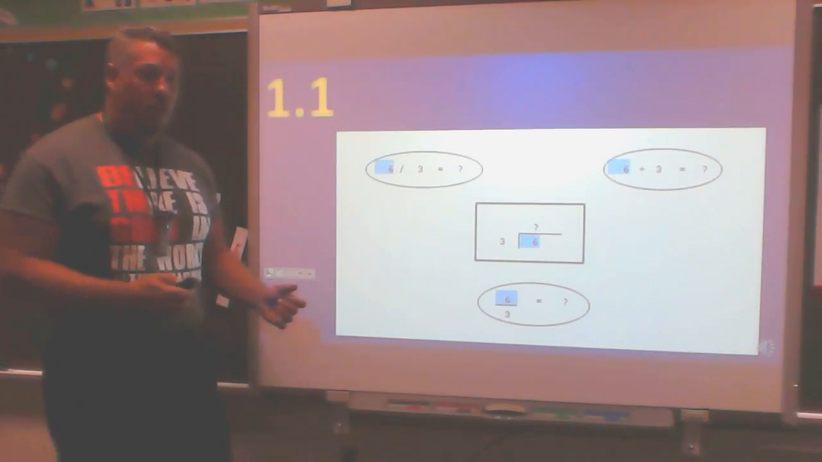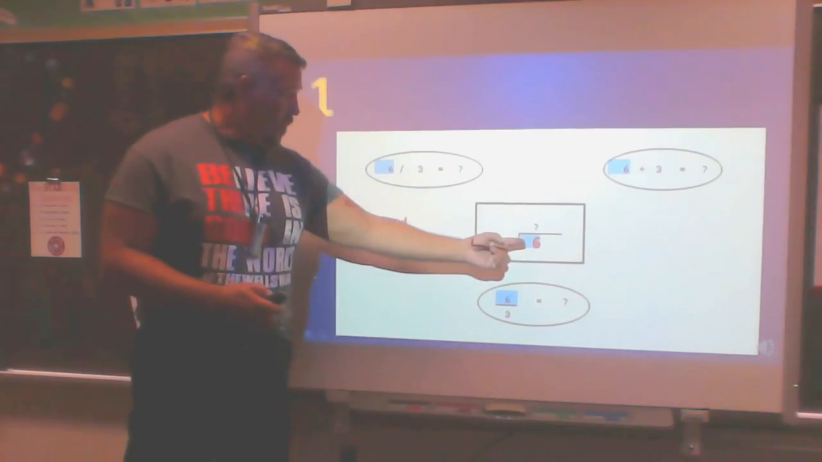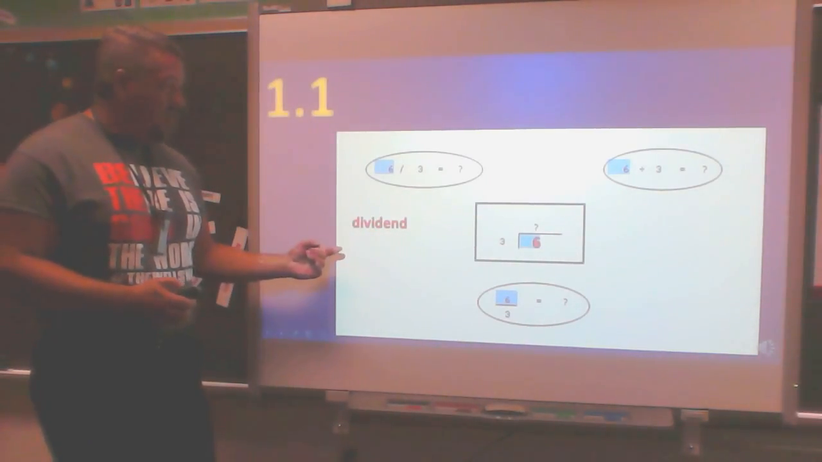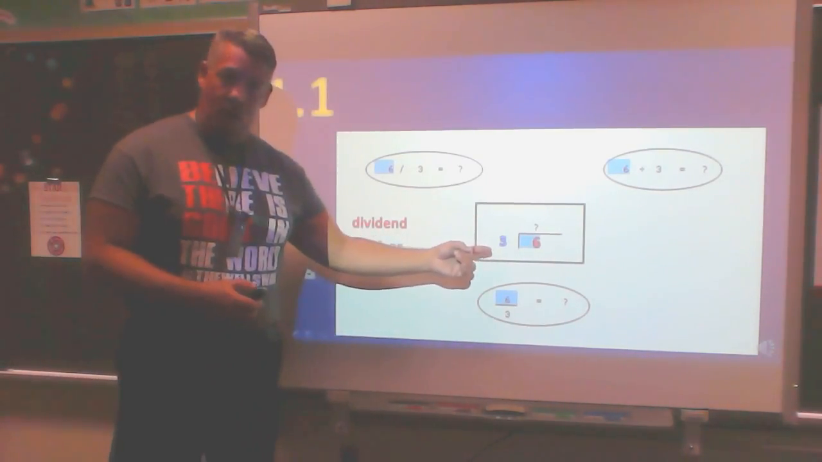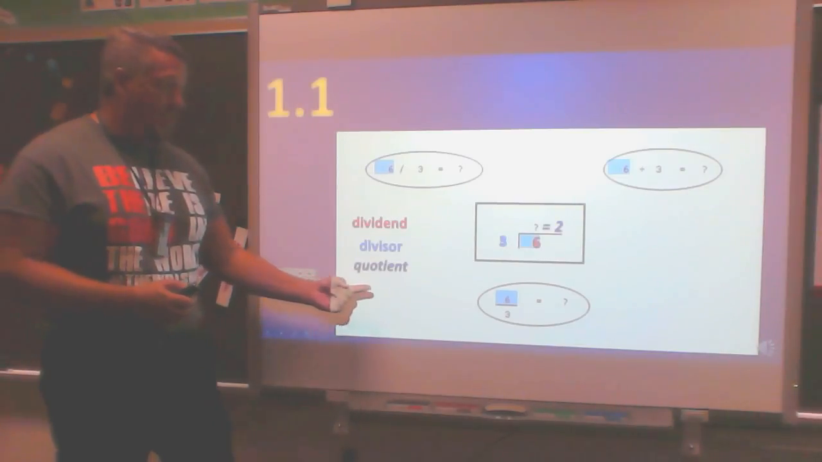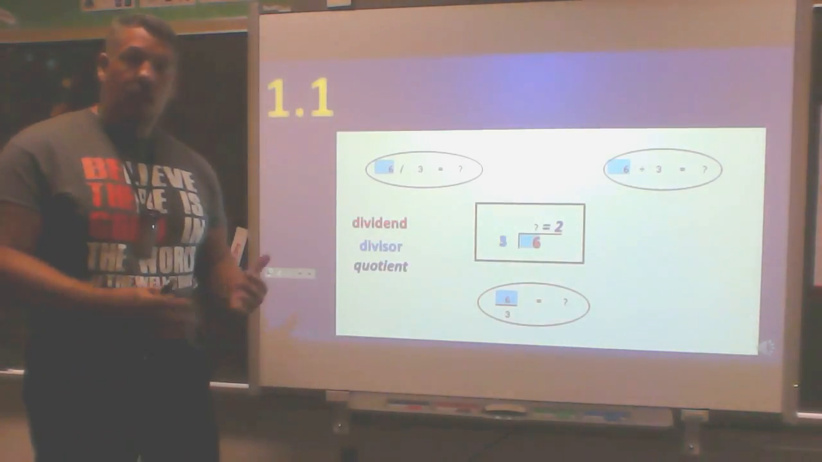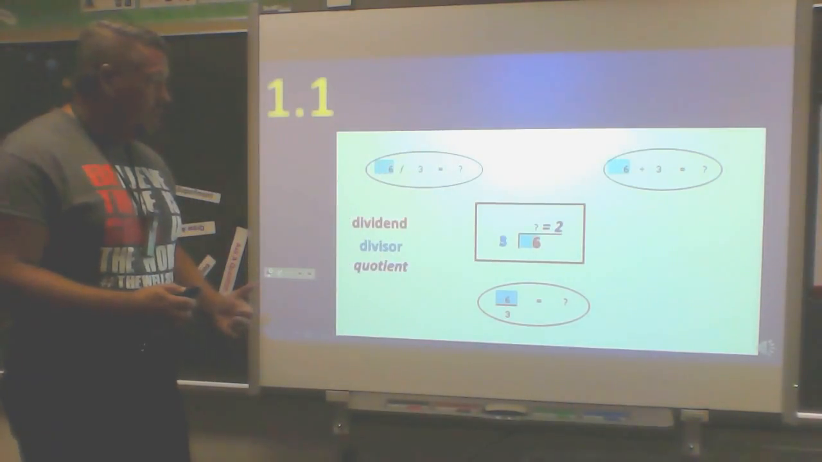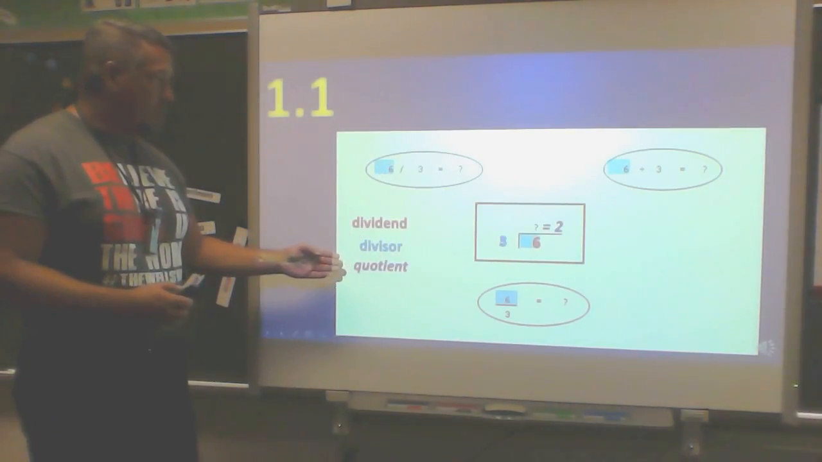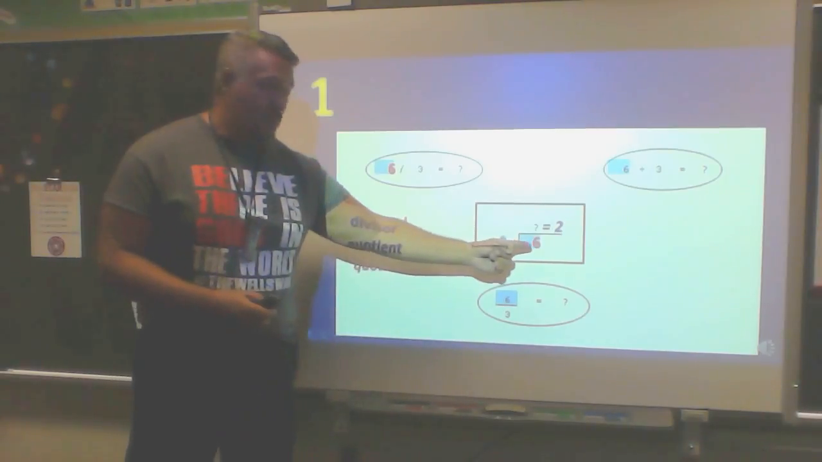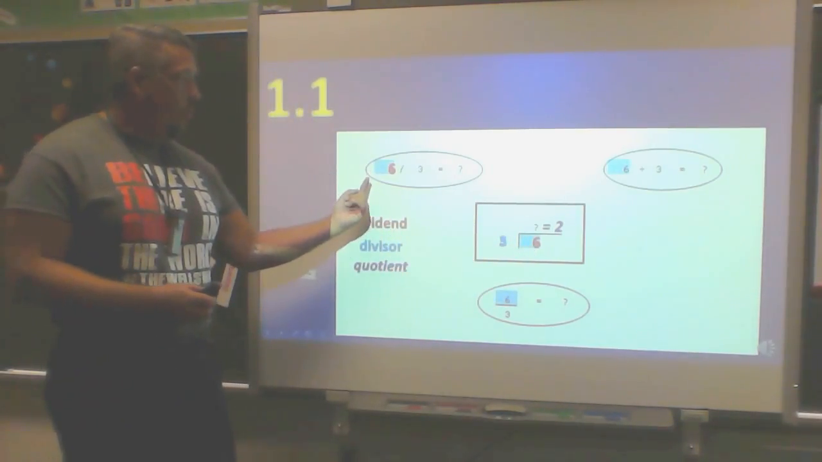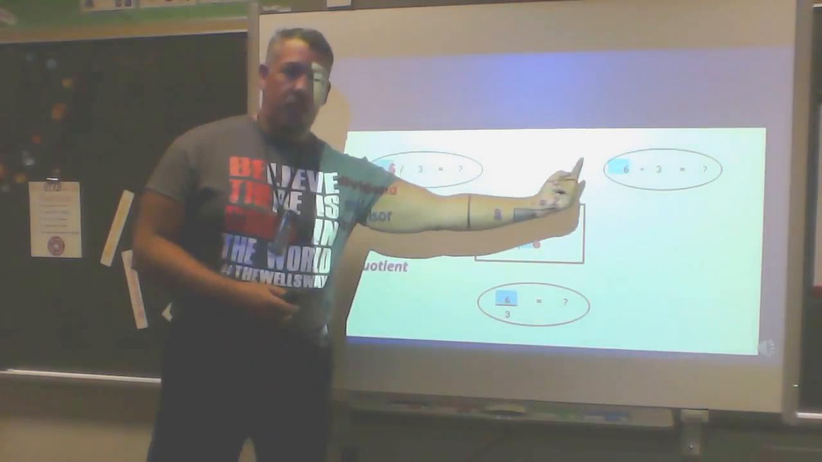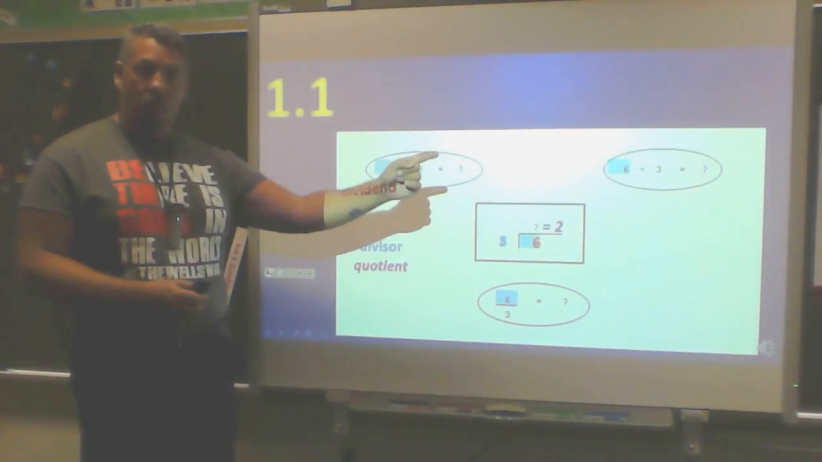If I know that my dividend is on the inside, then my divisor is on the outside, and my quotient is the answer, which is up above, then I can locate each of those names throughout here. So when I look at the idea of the dividend, then I know it's the one that's on the inside of the box. Well, when it's written in a sentence form like the top two, then it's the first number.